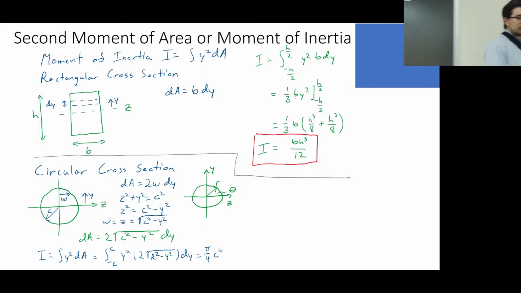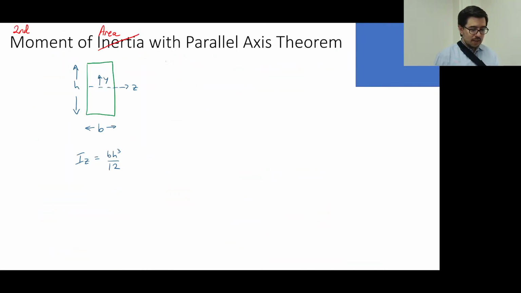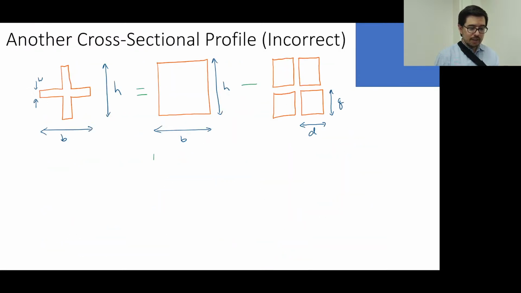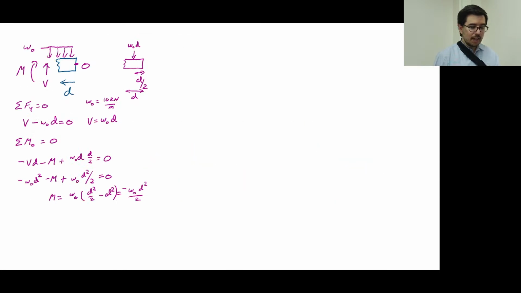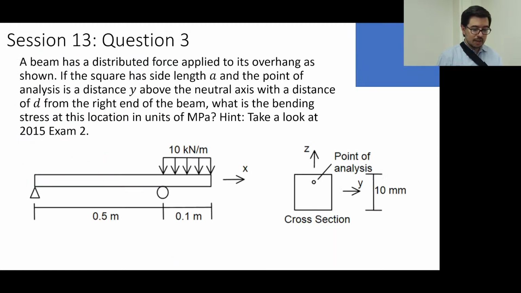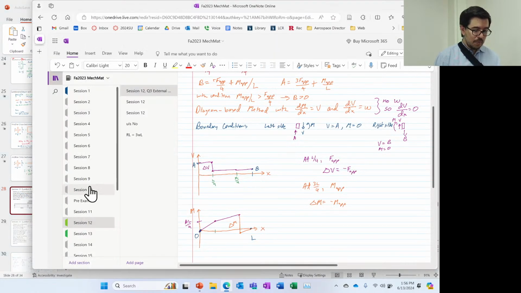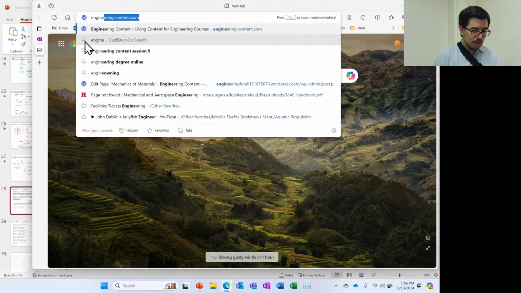Okay, so rapid. All right, second moment of area. You'll learn when you watch the video about how we calculate these. You'll learn an incorrect way to do it and a correct way to do it. And this problem is intense. You can look at 2015 exam 2, or you can come to this document that we talked about on the website.